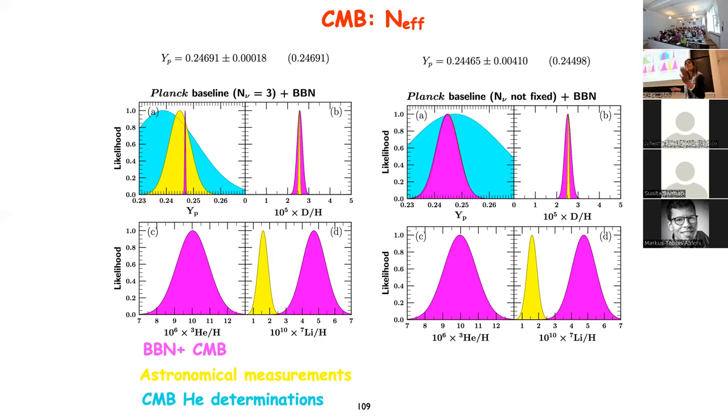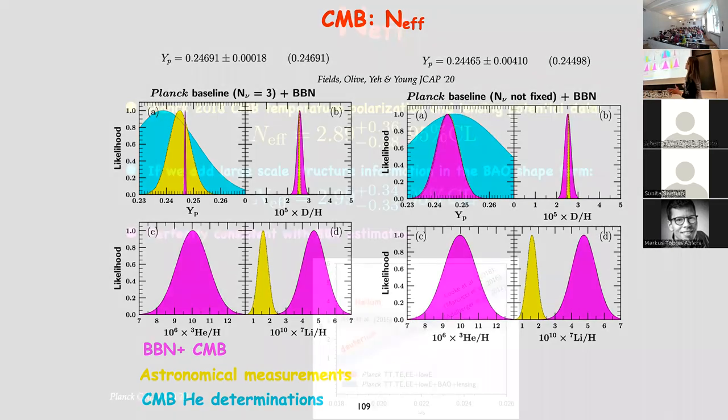So even if at high multipoles there is still a little degeneracy between the helium component and N_eff, by measuring helium with astronomical measurements this degeneracy gets broken, okay? But at low multipoles, there is no way, because there are plenty of degeneracies. So this is the most important message, okay?